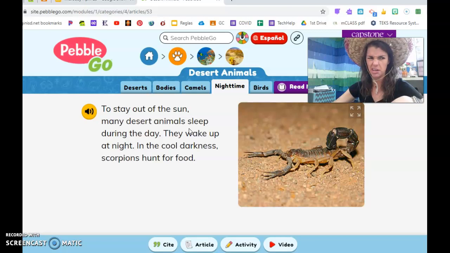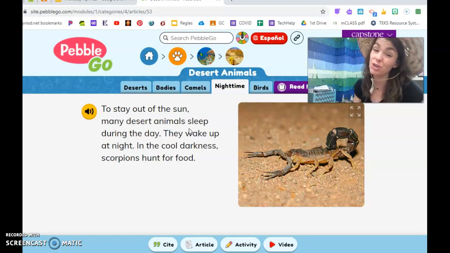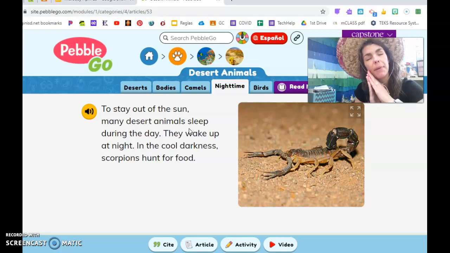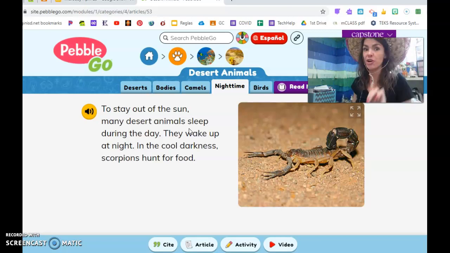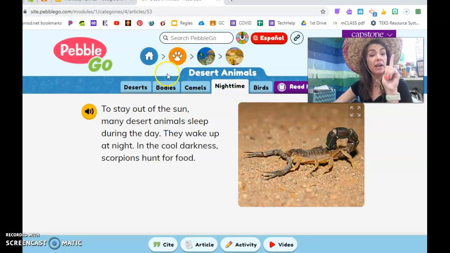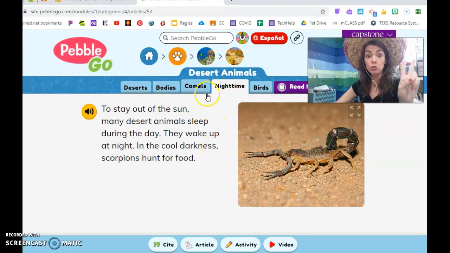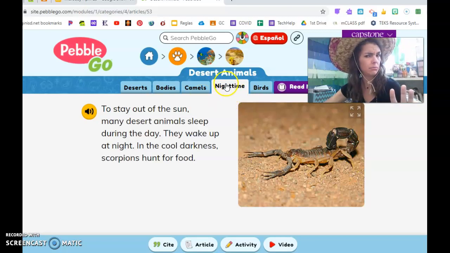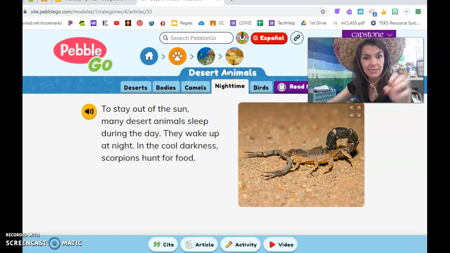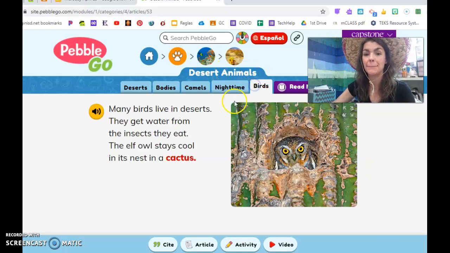Do you sleep during the day? We got work to do here at school. At night, we sleep. But that's different for the desert animals. They're too hot in the day. They sleep in the day, and they come out at night. That's our third characteristic we've learned. 1, their bodies don't sweat. 2, they can store fat and food. 3, they sleep in the day, and they do what at night? Hunt. One more tab to learn.